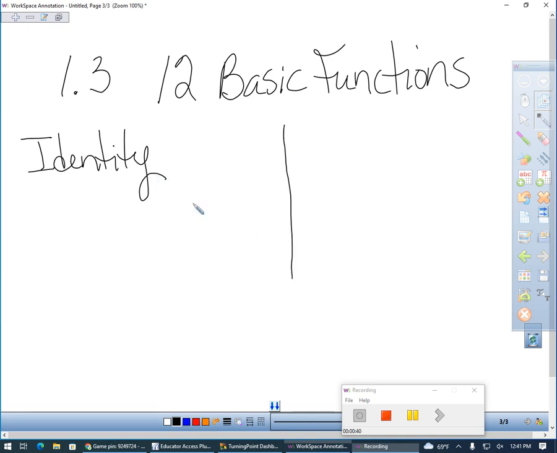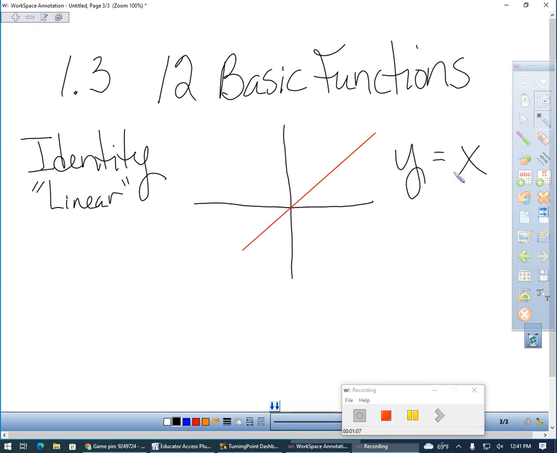That function, when you graph it, is a perfect line through the origin. This graph, also known as linear, is the equation or the function y equals x. And of course, we can then take that basic function, translate it up, down, right, left, flip it, stretch it, whatever. Okay? So let's talk about some things we know about this wonderful basic function.